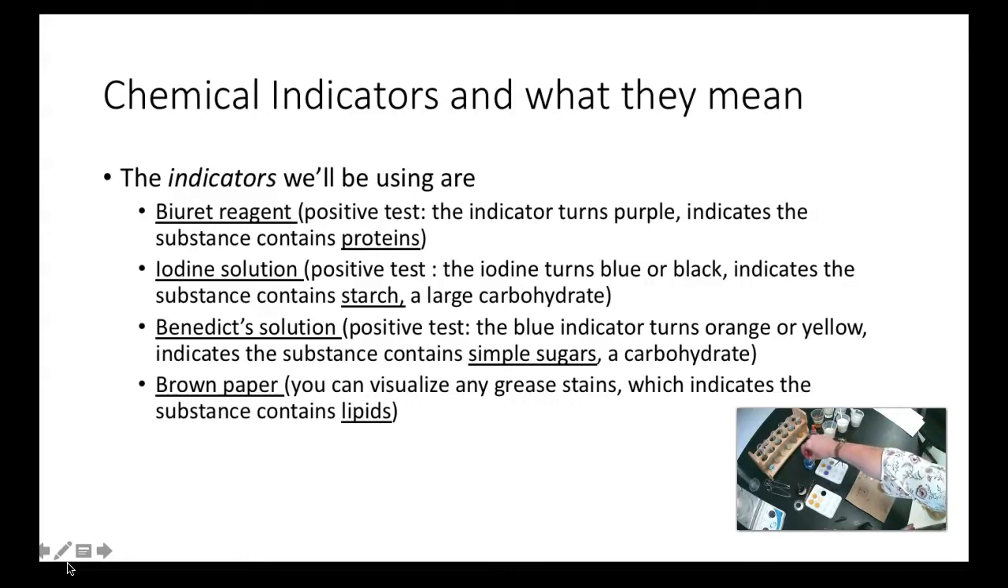And then we have another indicator called biuret. So biuret reagent in its normal state is bright blue. Okay, and when it encounters protein, it turns purple.